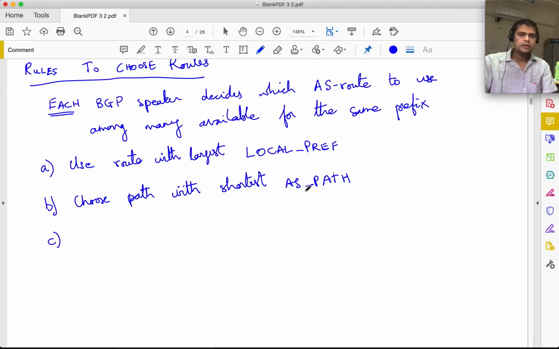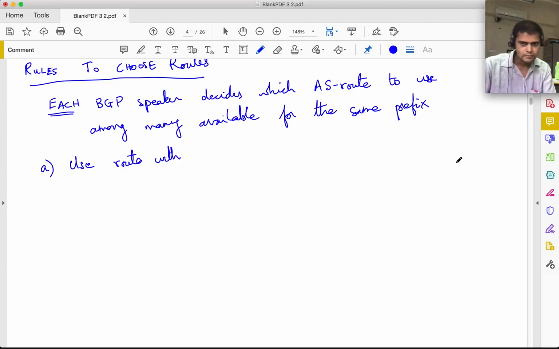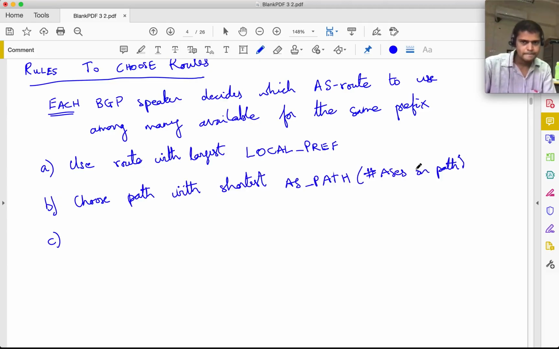Now it may happen that you have 2 different paths, both have the same local preference and they have the same length of path in terms of autonomous systems. So I just write here, this should be number of ASs on the path. Then we go for the third choice, which is through MED. So choose path with the lowest MED.